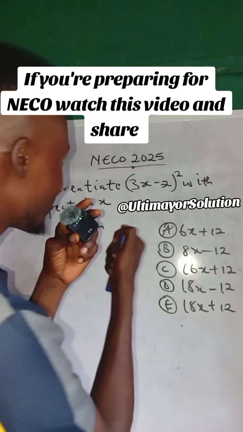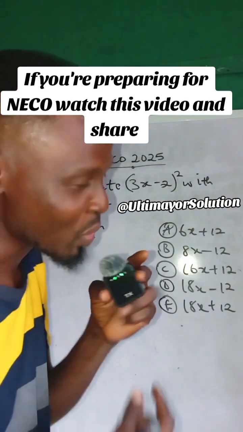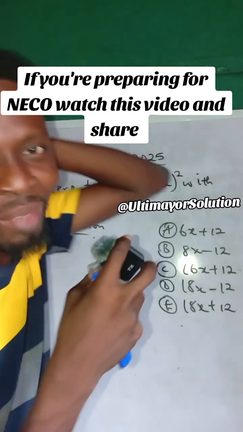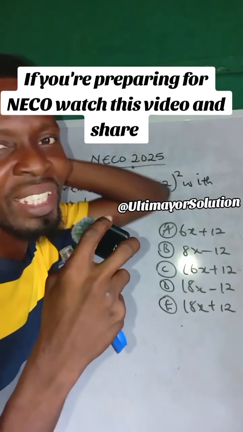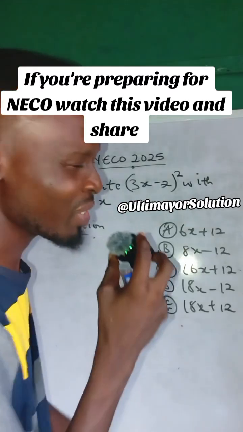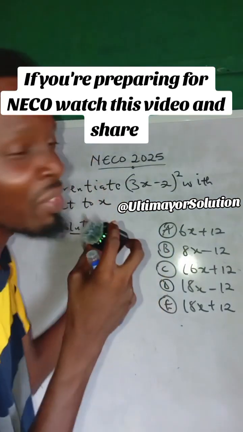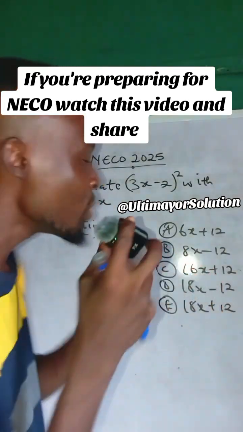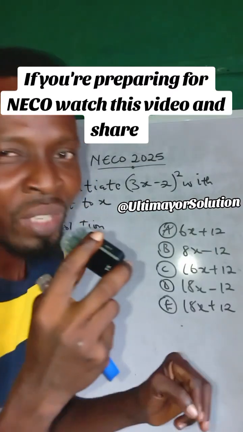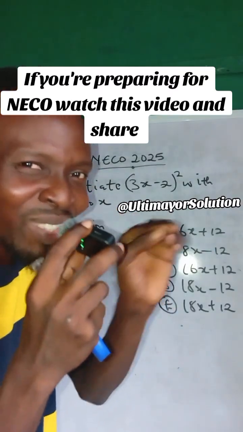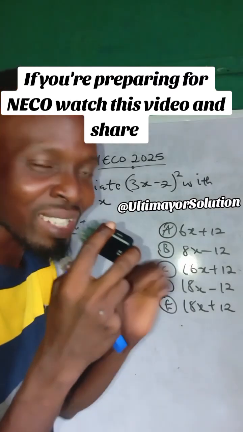This question is coming from NECO 2025, last year NECO. When you see this kind of question in the exam, you'll be like, this question is not easy. It's very difficult. It's tough. Even you will skip it. But this question is very, very simple. So when you see this kind of question, how will you solve it? Let me show you the easiest way to solve this question, the easiest method.